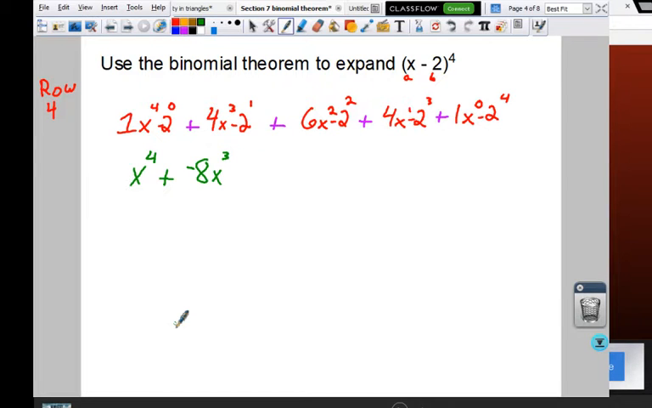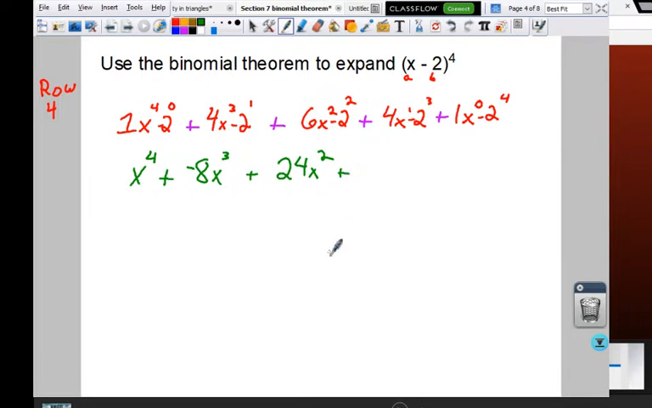Okay, and then we're going to keep going. I'm going to go plus. I have 6x squared, right? What's negative 2 squared? Why do we have to simplify these? Negative 2 squared would be positive 4, because negative 2 times negative 2 is positive. So I have 6x squared times 4, which is, what's 6 times 4? 24. I have 24x squared.